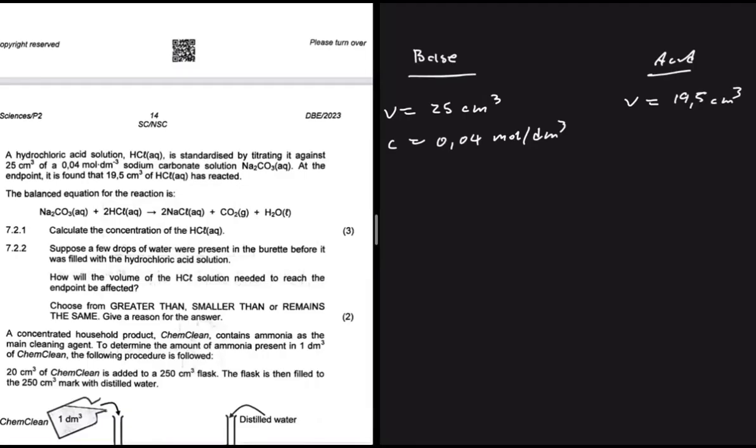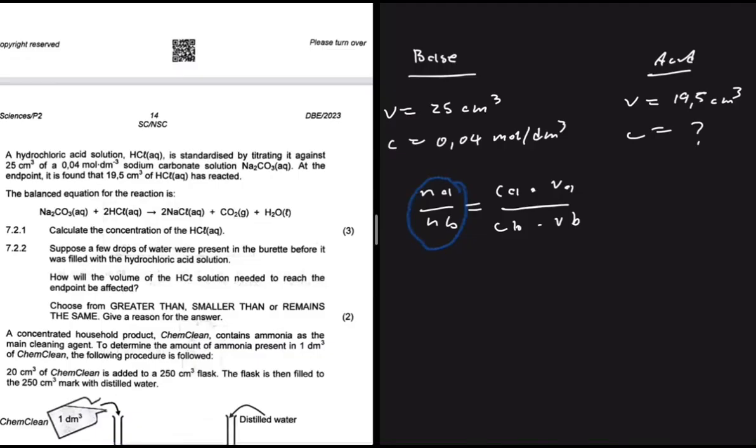And then 7.2.1, let's calculate the concentration of the HCl. So we're looking for the concentration. Right. And then if it is a standardization, then we can say that number of moles of acid divided by number of moles of base is equal to the concentration of the acid multiplied by the volume of the acid divided by the concentration of the base multiplied by the volume of the base. So what you put here in place of the number of moles is the balancing ratio, right? Because the actual values of the number of moles don't matter, because if you use the balancing ratio, even if you substitute the number of moles, you're still going to get the balancing ratios, right?